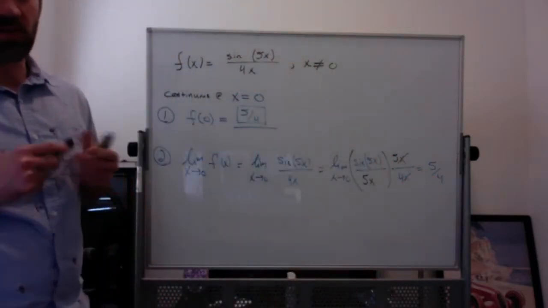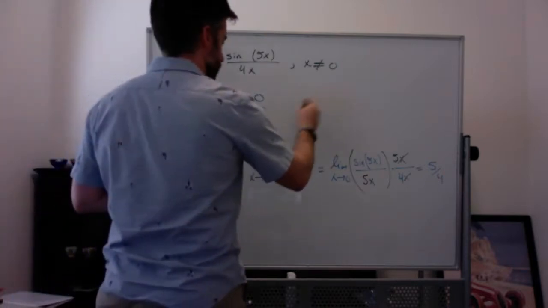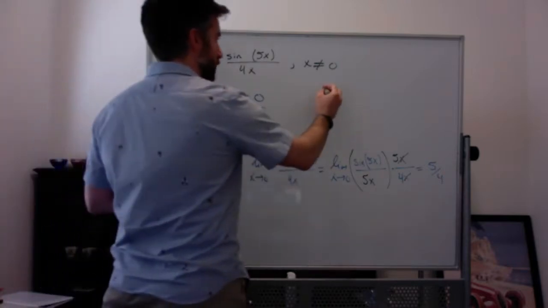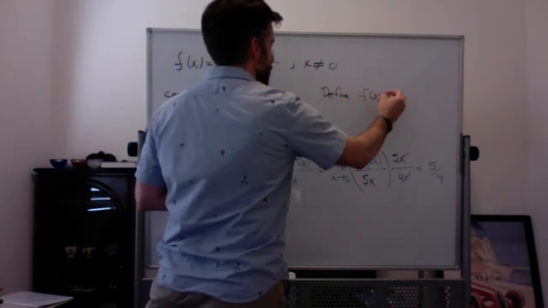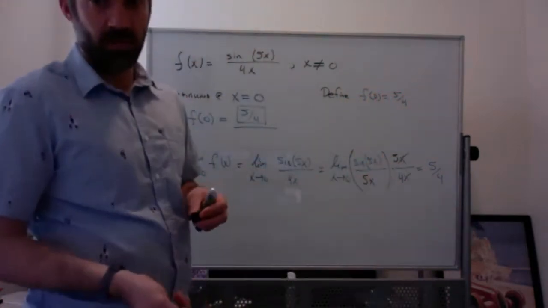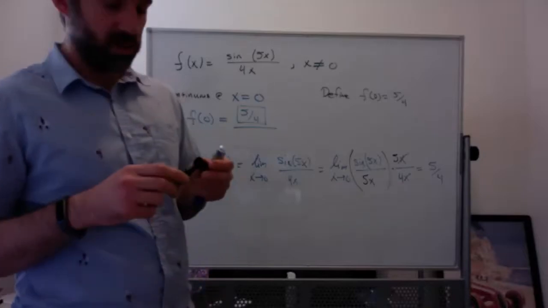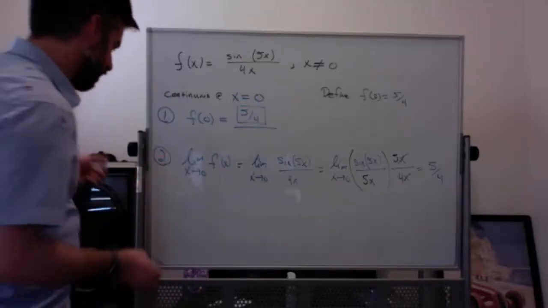So the answer to the question that they're asking, or that I'm asking, would be: we want to define f of 0 equal to 5/4 so that the function is continuous at 0. Now, how do I know the limit as x goes to 0 of sine of 5x over 5x is equal to 1? It's a good question, Shayla. That's something we talk about a lot.